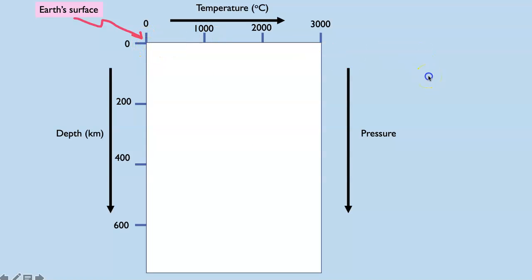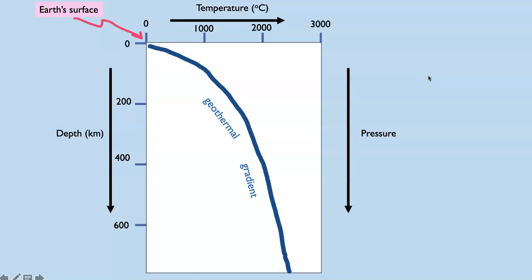So now I'm going to put the geothermal gradient. What this means is, as you go into the Earth, this is the temperature at any given depth. So at 400 kilometers, the temperature looks like about 2000 degrees. At 600 kilometers, the temperature looks like a little more than 2000 degrees. Okay, so this is the temperature as you go deeper into the Earth.